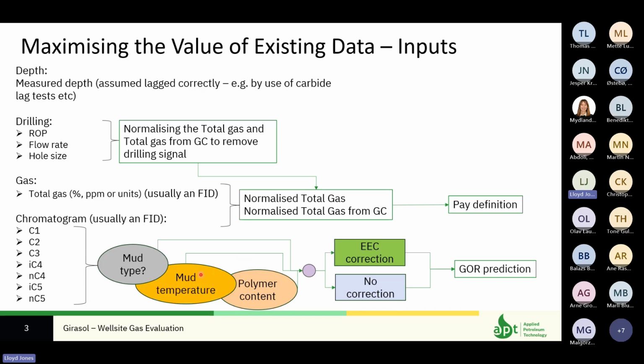But we can do some correction factors to try and better understand the phase of the hydrocarbon, excluding the oil-based mud contribution. And I've got a few slides discussing the importance of these correction factors. So this is the EEC correction factor, which I'll discuss in a few slides' time. And then we use this for a phase prediction. So is it a dry gas? Is it a volatile oil, for example? But we can also go a bit further and do some semi-quantitative GOR predictions.